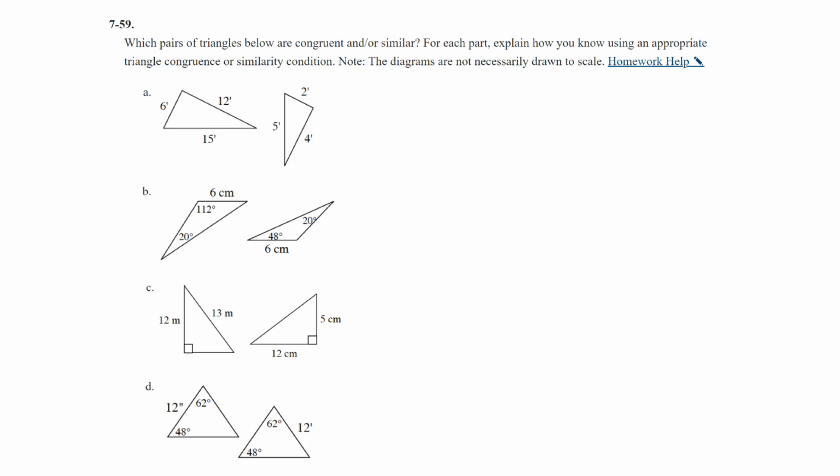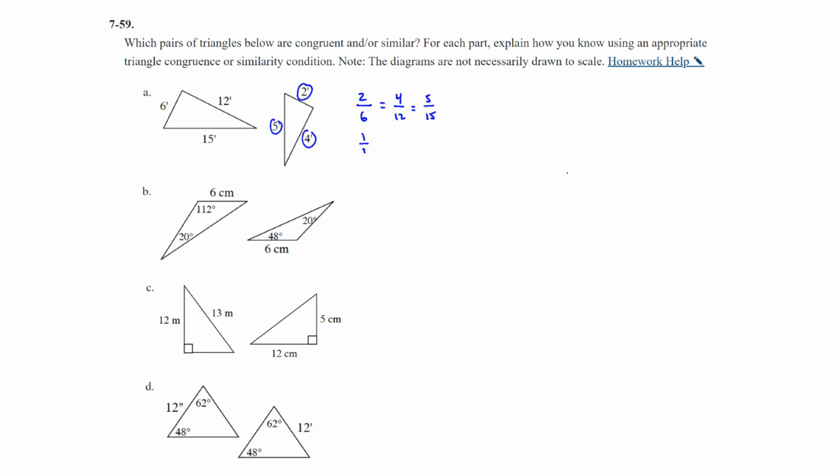So on part A, they're definitely not congruent. You can tell the side lengths are not the same, so we just need to check for similarity, and that's if they have the same ratio. So let's take the smallest side of the triangle on the right and pair it up with the smallest side on the one on the left, so it'd be 2/6. The next one would be the middle number, which would be 4/12, and then the largest side length, which would be 5/15.